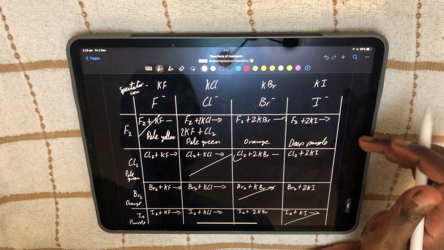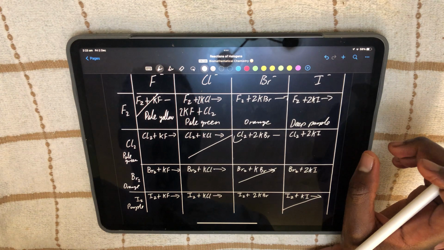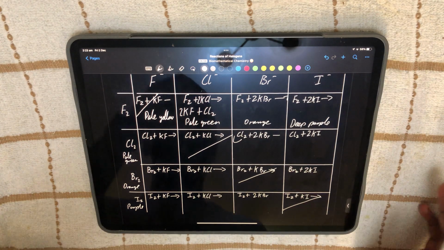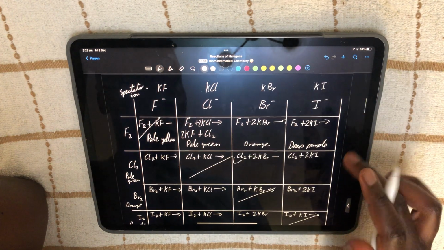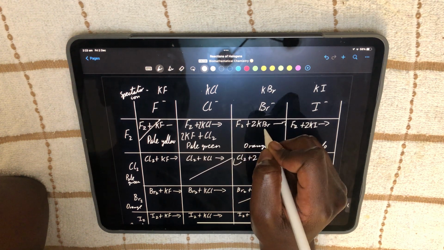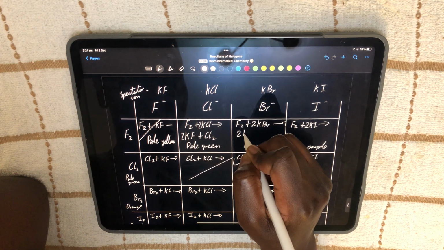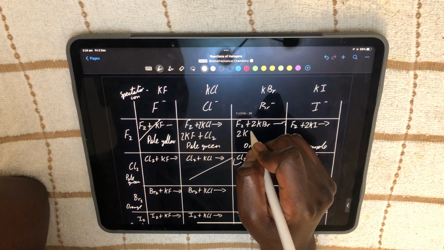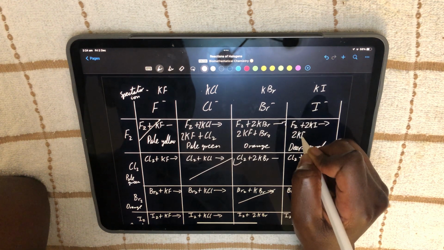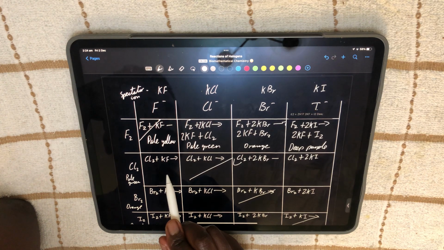Now I want people to try and do the rest of these. If you have time, you can probably do them quickly. If you want to do that, that's fine. But I'm just going to quickly go through them here. It's very easy to see that this would work. F2 is smaller than Br, so it's a better oxidizing agent. So you'd form 2KF plus Br2, and then 2KF plus I2.